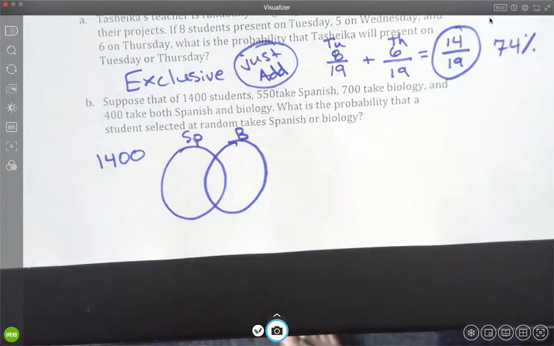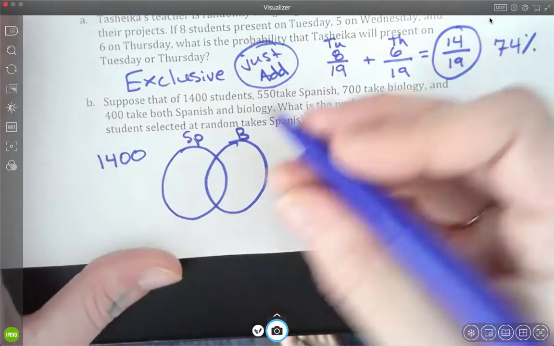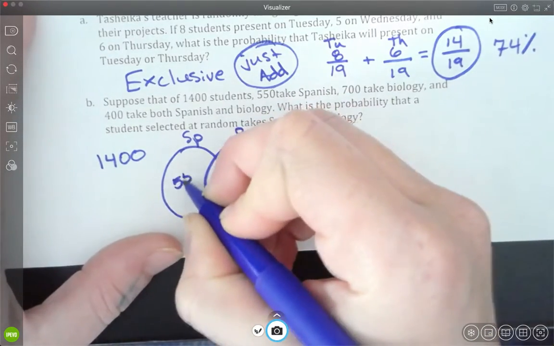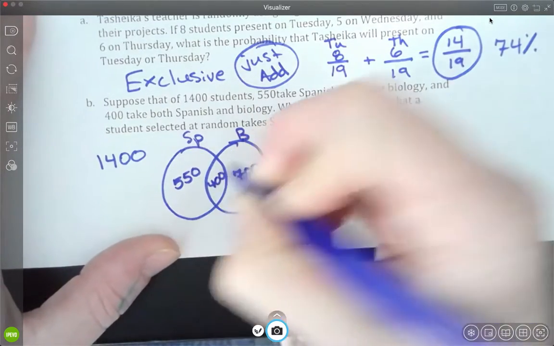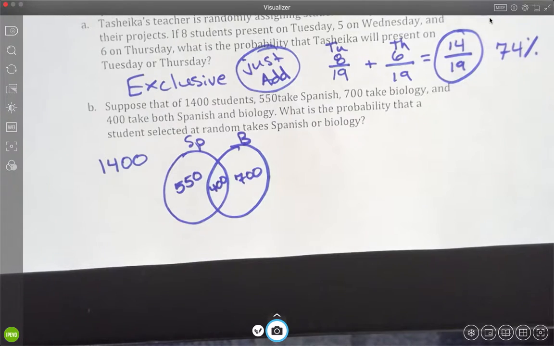Okay? All right, so I'm going to ask you some questions here. Spanish takers are 550, biology takers are 700, and then there's 400 that take both. So, look at this diagram. I'm going to ask you a question. I'll give you a second to think about it. How many people take only Spanish and not biology? Okay, just wait. Think about it for a second. How many people take only Spanish and not biology?